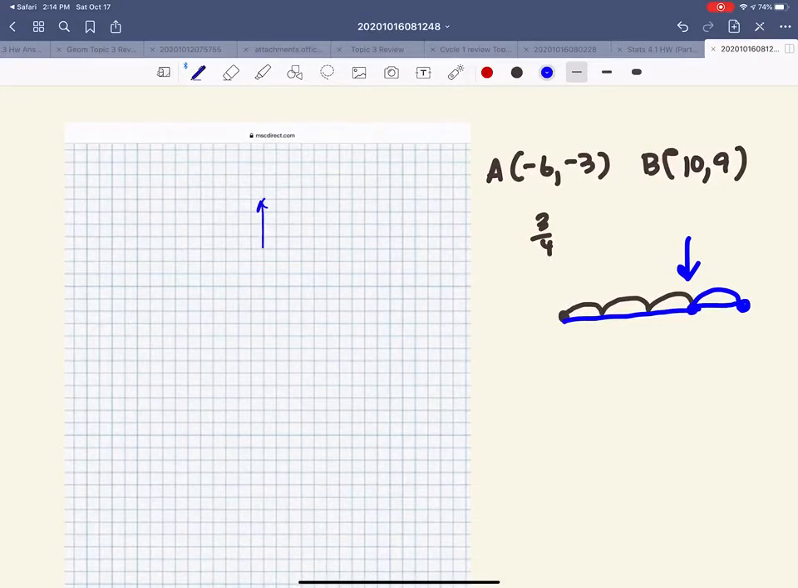So I'm just going to create an X and a Y axis. And I go -6, -3, and that's my A. And then I want to go +10, +9. So 1, 2, 3, 4, 5, 9, 10, +9. 1, 2, 3, 4, 5, 6, 7, 8, 9. B.